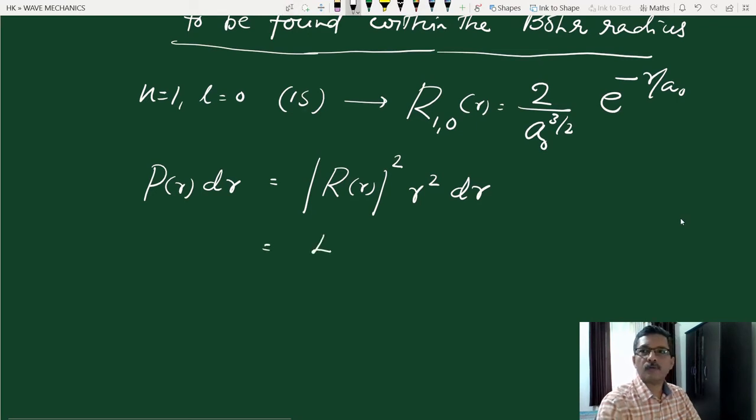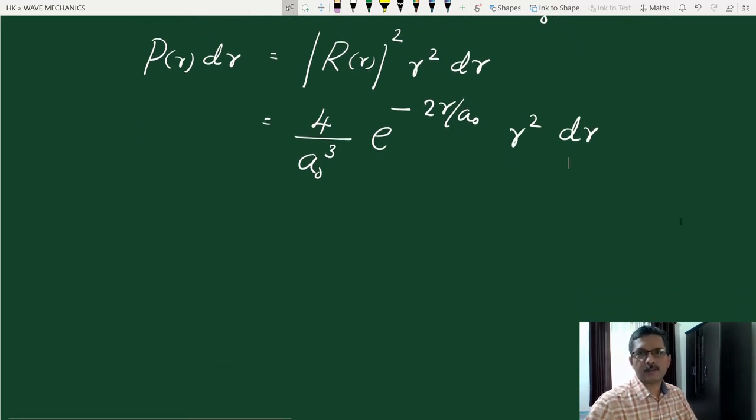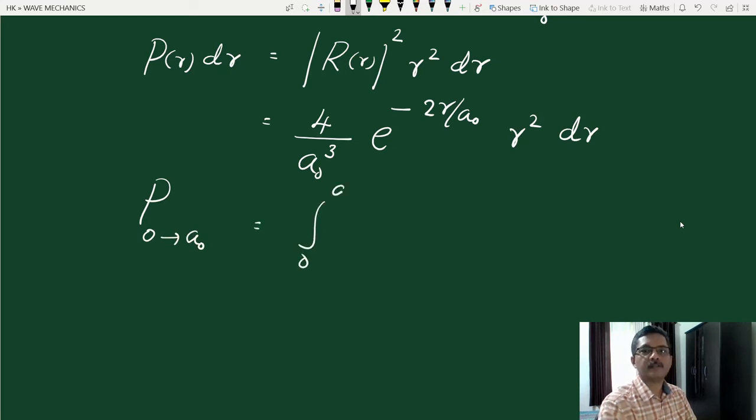So this is 4 by A0 cube e raised to minus 2r by A0 r square dr. This is the probability for the electron to be found within a spherical shell of distance r to r plus dr from the nucleus. Then what is the probability for the electron to be found within the Bohr radius? That means between 0 and A0. So this is obtained by integrating this from 0 to A0.